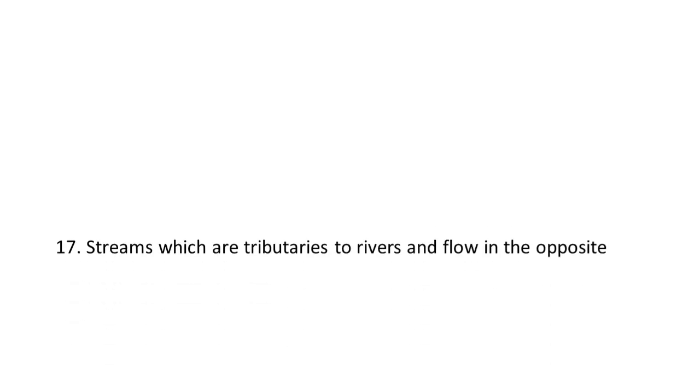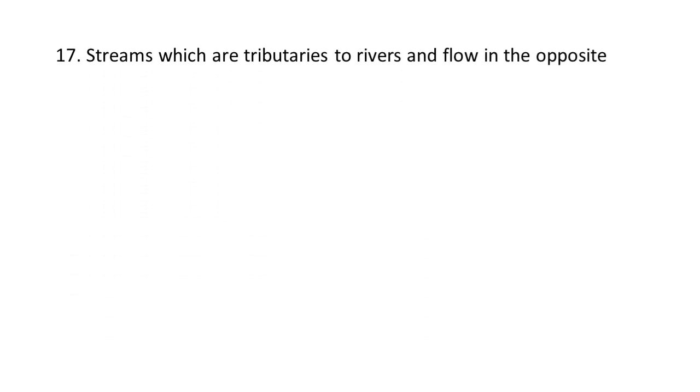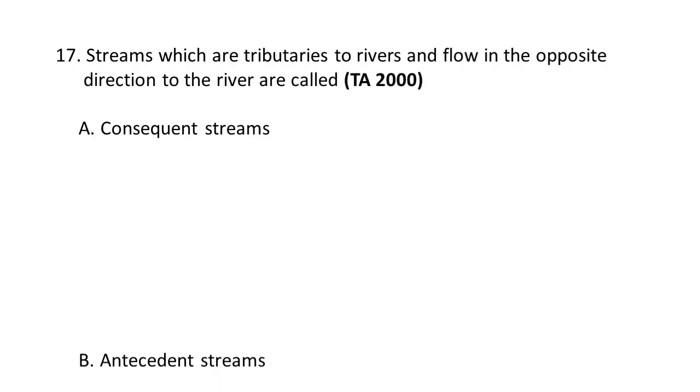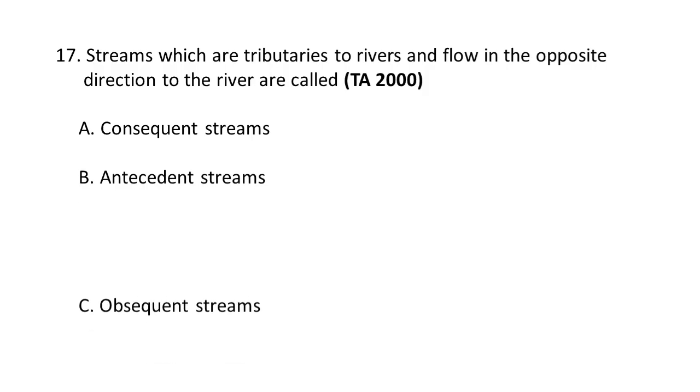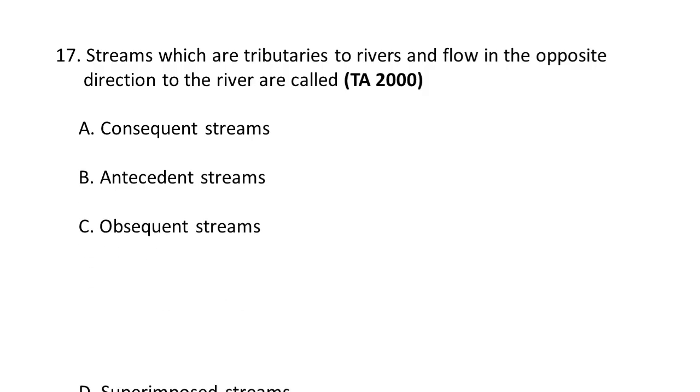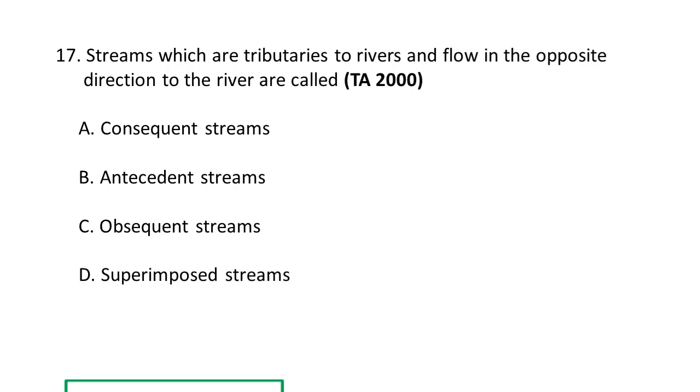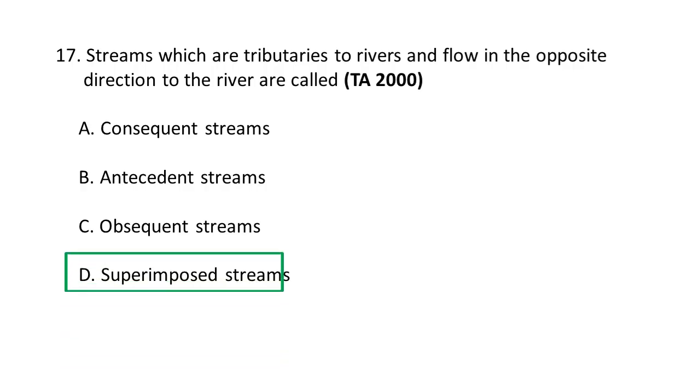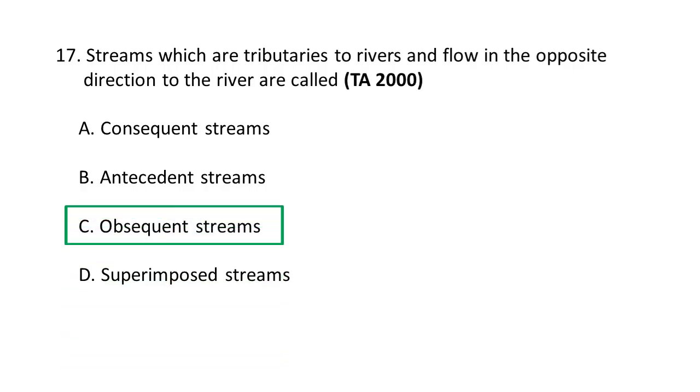Next question. Streams which are tributaries to rivers and flow in the opposite direction to the river are called A, consequent streams, B, antecedent streams, C, subsequent streams, and D, superimposed streams. The correct option is C, subsequent streams. Streams that flow in the opposite direction to the original consequent stream are called as subsequent streams. C, subsequent streams is the correct option.